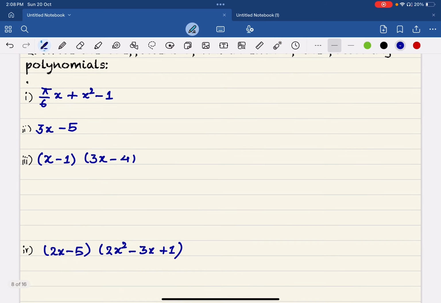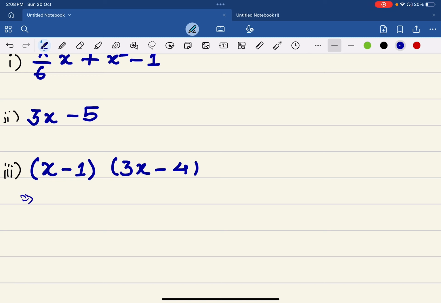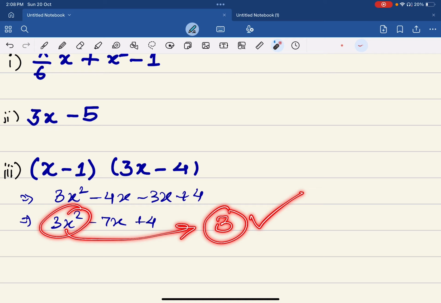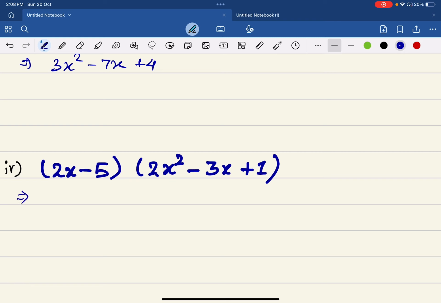In the third part, we have to expand this. So let's do this. It will become 3x squared minus 4x minus 3x plus 4. Okay, 3x squared minus 7x plus 4. So after expanding, we can see that the coefficient of x squared is 3. So the answer is 3. In the fourth part, we have to expand here also.